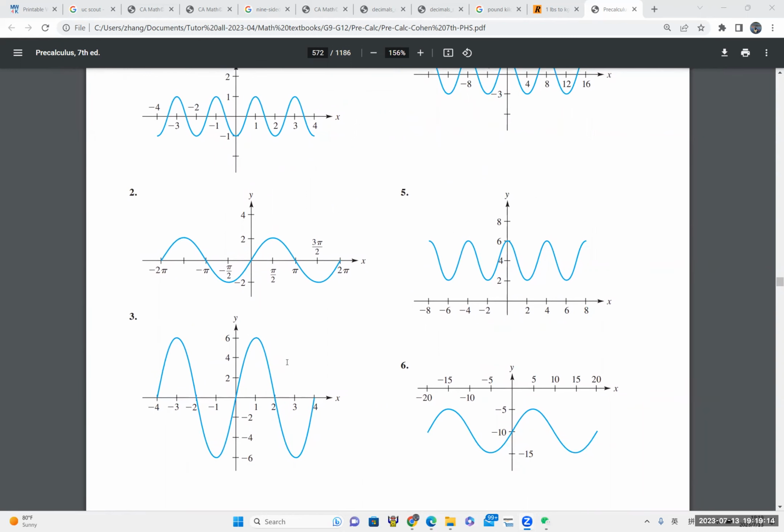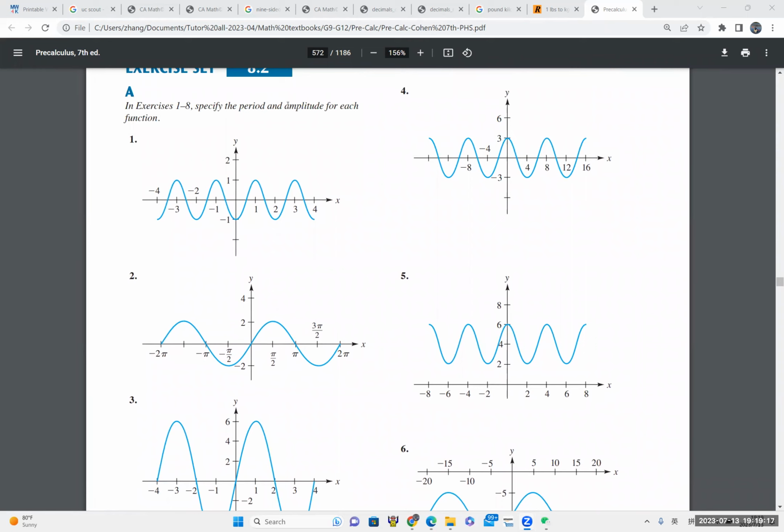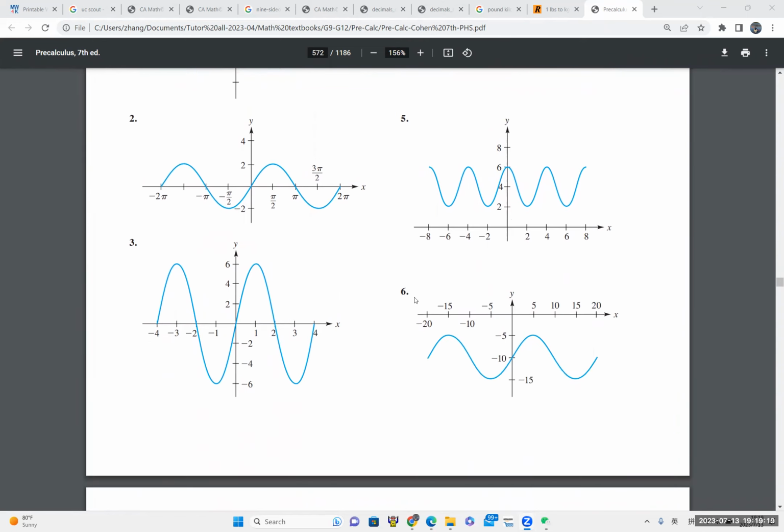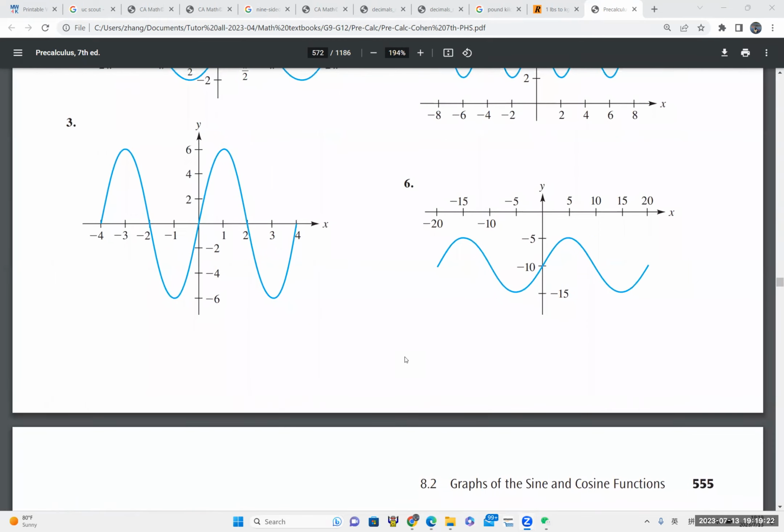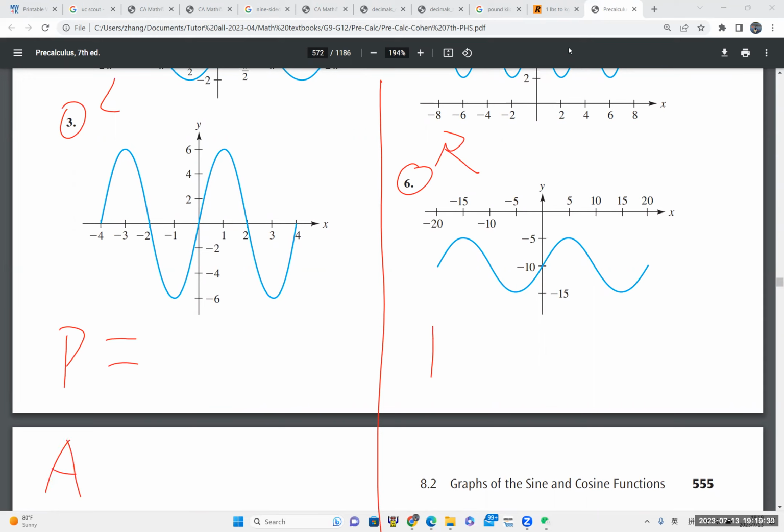And let's do one. Specify period and amplitude. How about Leo do this, Ray do this? Period just call P. Amplitude just call A. Find the period and amplitude.